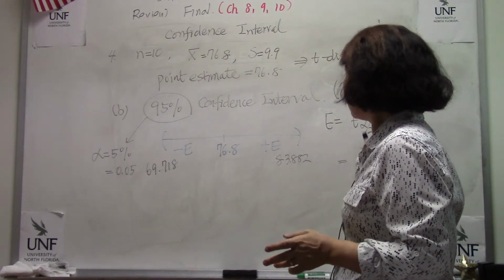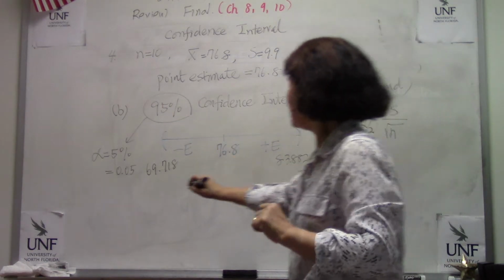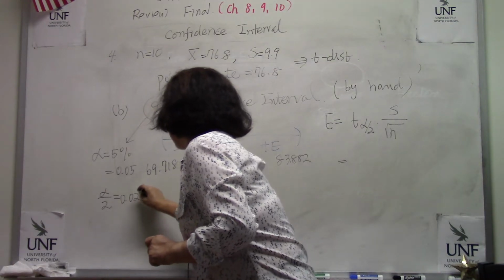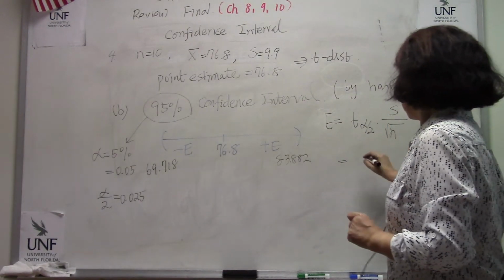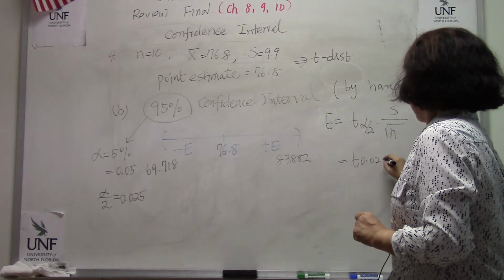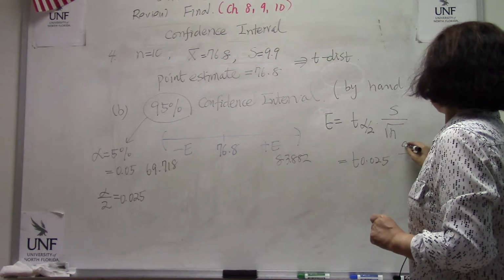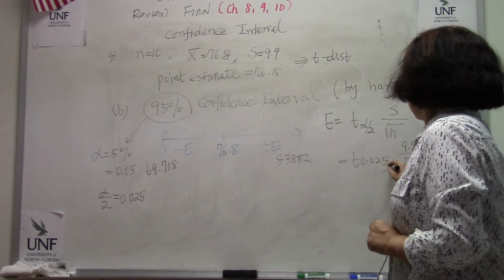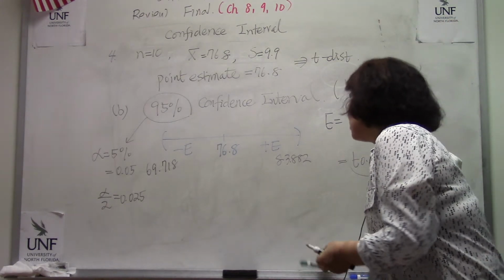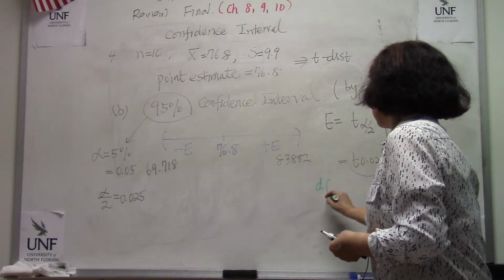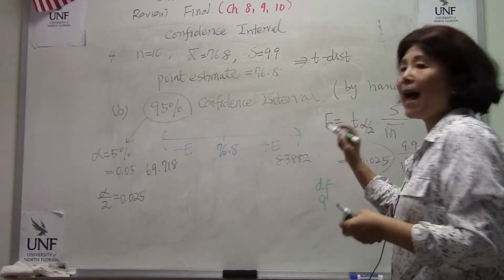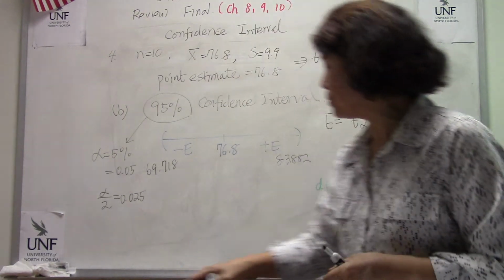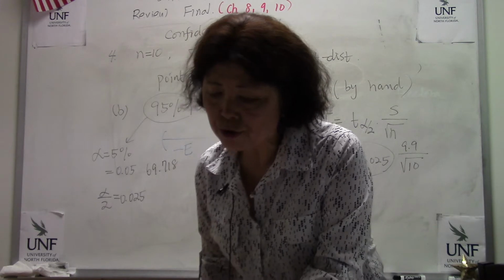So alpha over 2, because we spread out in both directions, is 0.025. So you go to t sub 0.025, and s is 9.9 divided by square root of 10. Well, when you go to the t distribution, what do you look at first? Yes, you start with the degrees of freedom, which is 9. You start from 9 and then go to 0.025. What you get is 2.262.